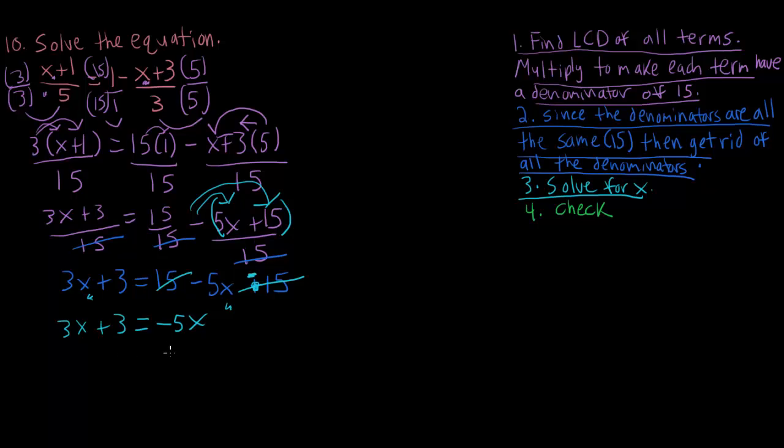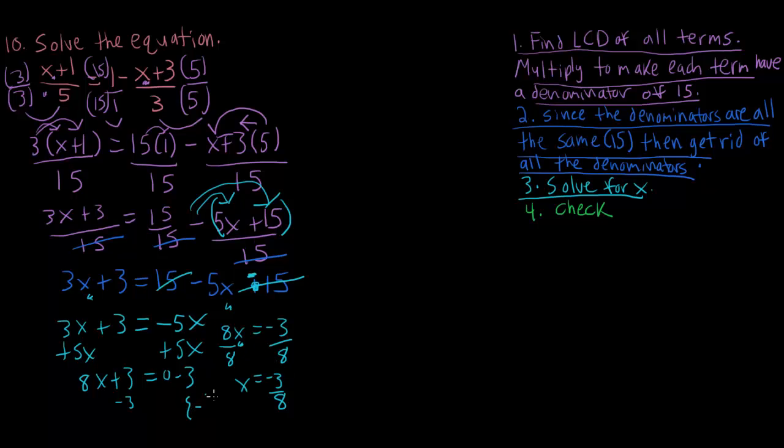And then if you add 5x to both sides, you have 8x plus 3 equals 0. You subtract 3 from both sides, you end up with 8x equals negative 3. Trying to get x by itself, divide by 8 on both sides, and x equals negative 3/8. And you have to put this answer in set notation, or set builder notation, in the curly brackets.